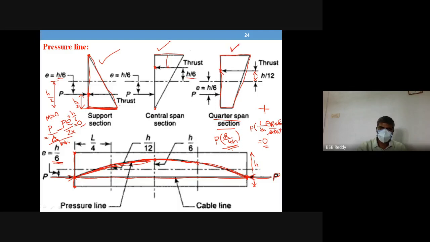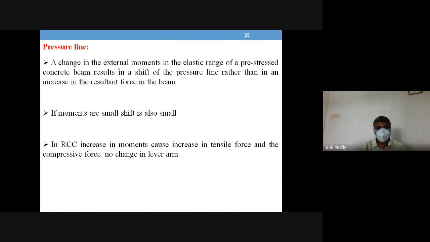Once you draw resultant stress diagrams, then you work out the location of the CG of that compression area. Join all those points, and you will get the pressure line. Okay, right. There is some information on how the pressure line behaves when comparing a pre-stressed concrete member and an RCC member.